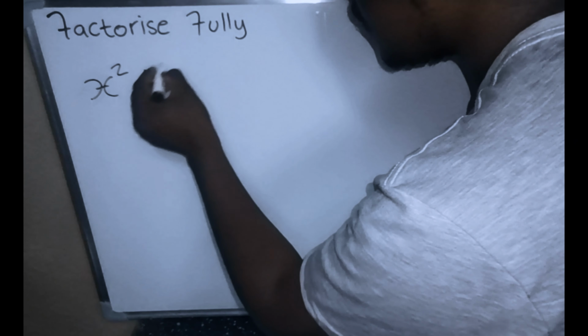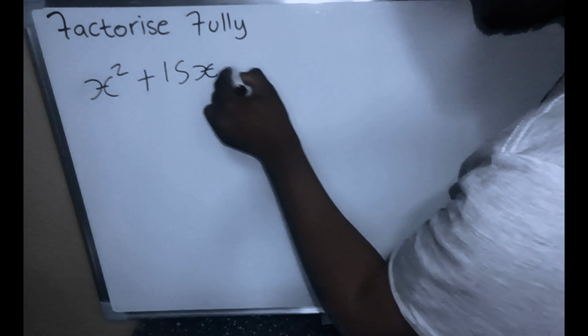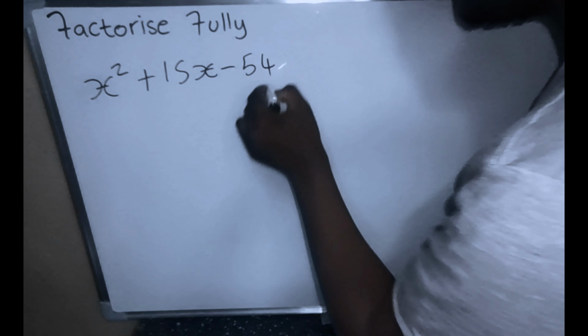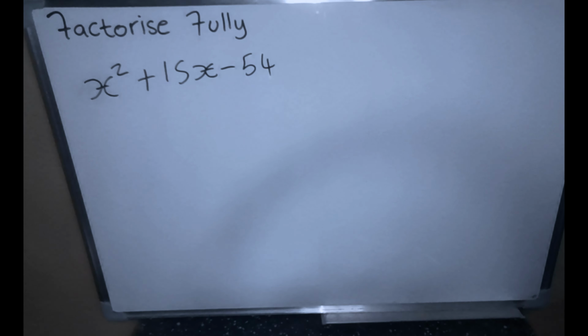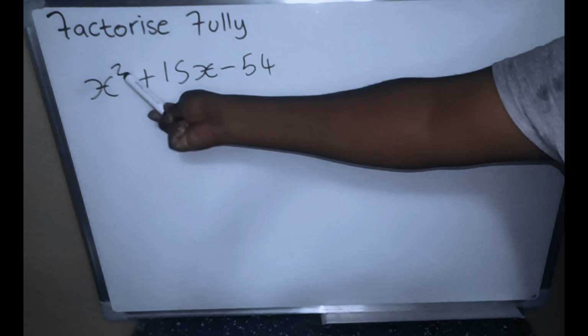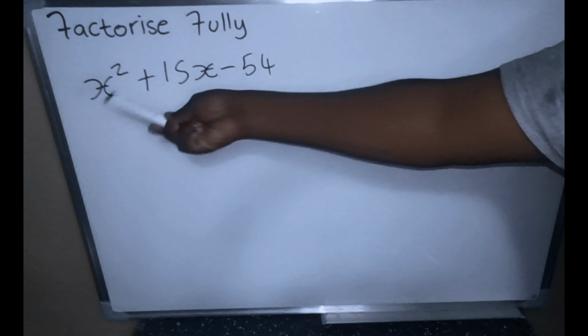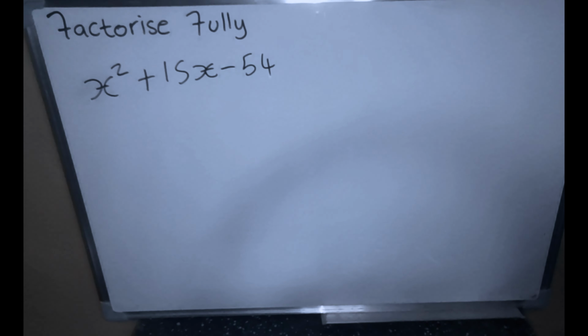We've got x squared plus 15x minus 54. Now, if you've got three terms in this case and you've got a squared here, this is what we call a quadratic trinomial.